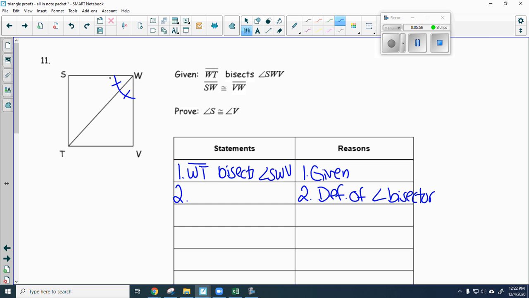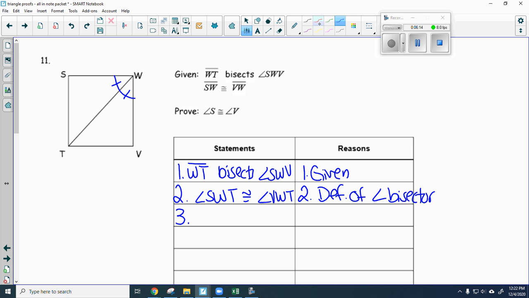Just be careful naming them. So this kind of upper angle here is SWT or TWS. You could reverse that. The other one I'm going to call VWT. Okay.